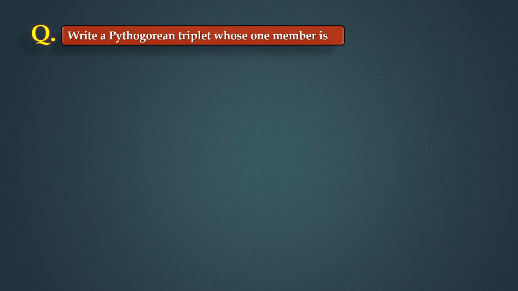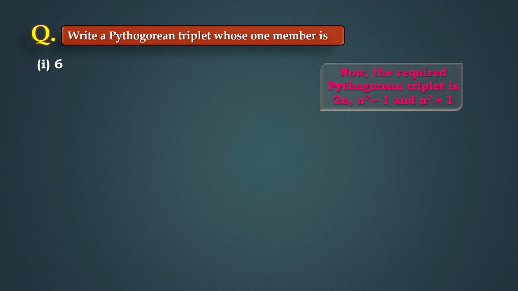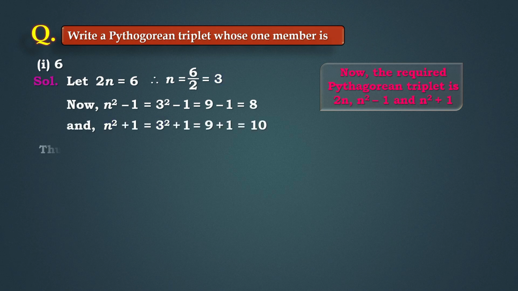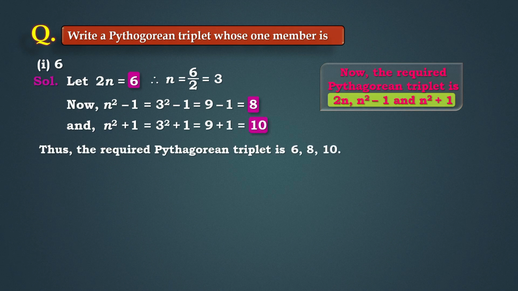Let us solve one more question on Pythagorean triplets. We need to write a Pythagorean triplet where one member is given. First case, the number is 6. Let 2n be equal to 6. So n becomes 3. Now calculate. n square minus 1 is 9 minus 1, which is 8. n square plus 1 is 9 plus 1, which is 10. So, the required Pythagorean triplet is 6, 8 and 10.